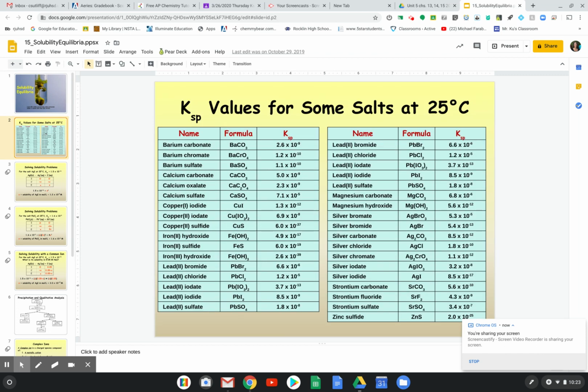On the next slide, I have provided you with some Ksp values taken from a textbook. It's not your textbook, it was another textbook. However, you will find your Ksp values in the back of your appendix. I believe it's in Appendix A-4, I think.